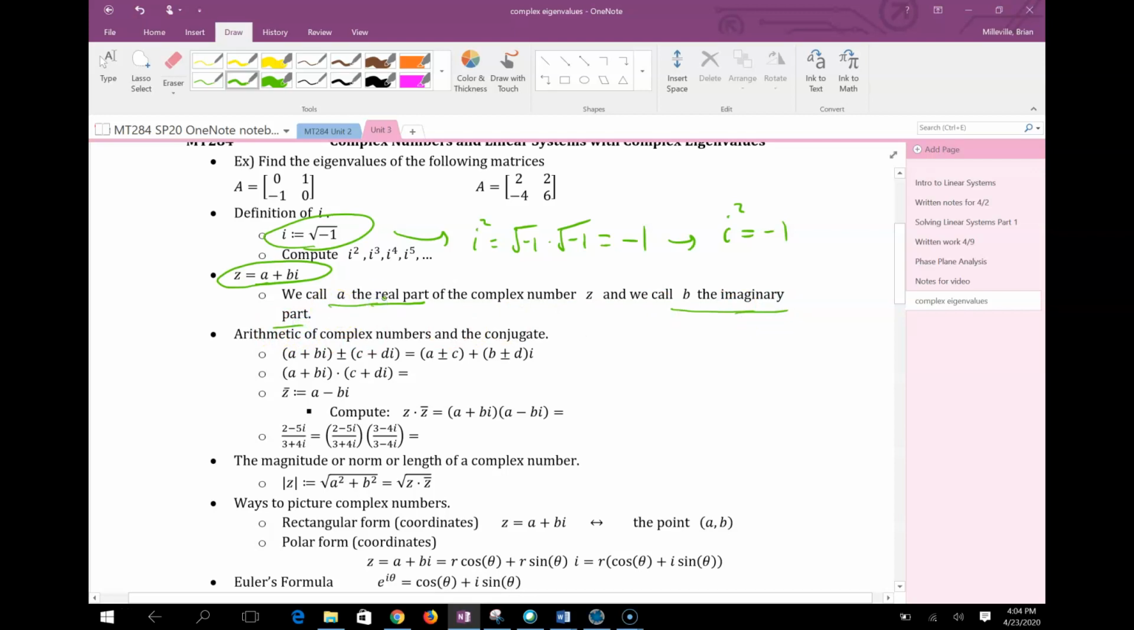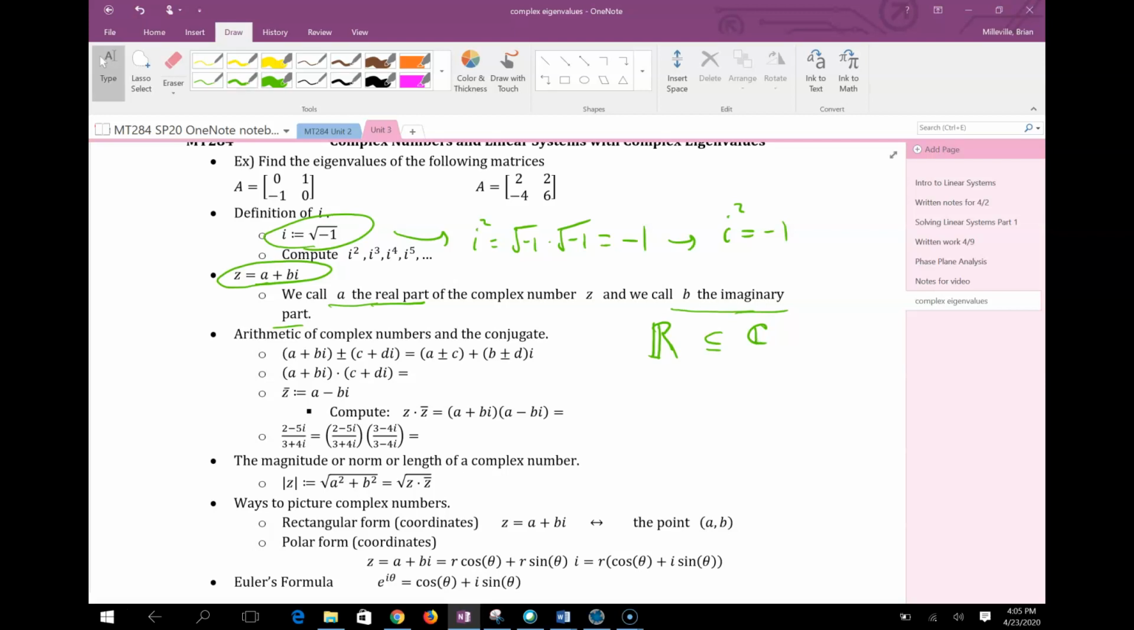Keep in mind a and b could be positive, negative, or zero. If b is coming out to zero, then we're not talking about a complex number necessarily. We're talking about a real number. Now just a quick bit of notation here. The real number system a lot of times is denoted with this boldface R. That's a subset of the complex number system, which is a lot of times in math books denoted with this bold C. So the complex number system contains the real number system.